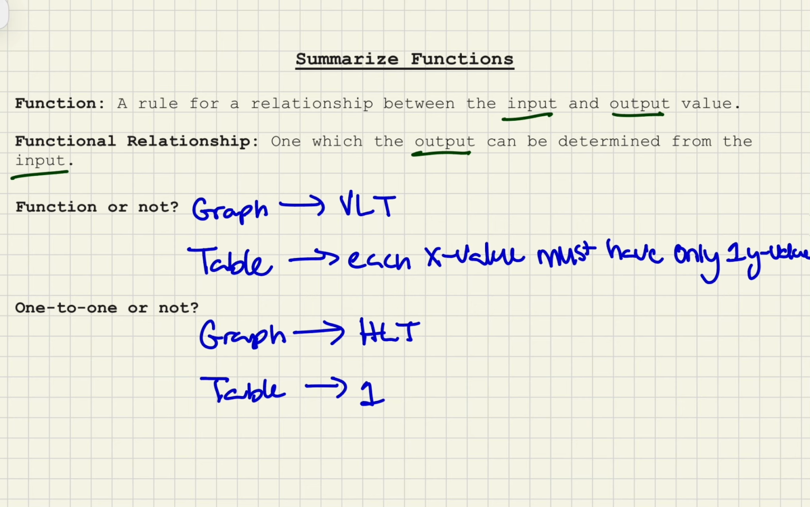So, let's reword this as: one x value must only have one y value.